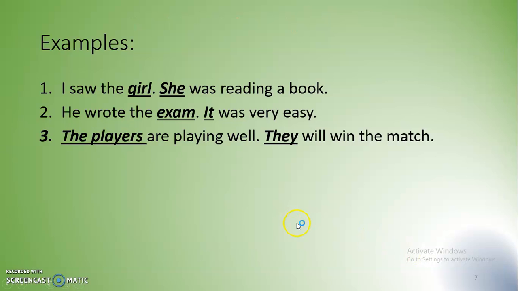Let's see an example here. I saw the girl. She was reading a book. Here the word girl is an object, and instead of the word girl, we are using the pronoun she. He wrote the exam. It was very easy. The players are playing well. They will win the match. So instead of the words the players, we are using they, the pronoun.